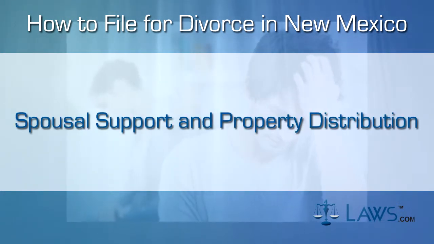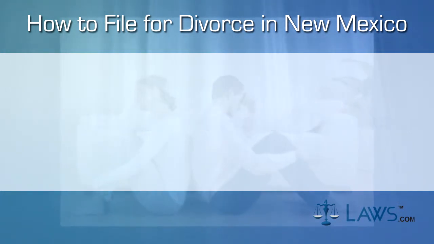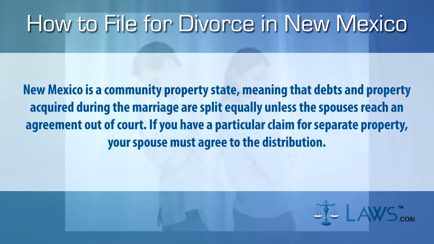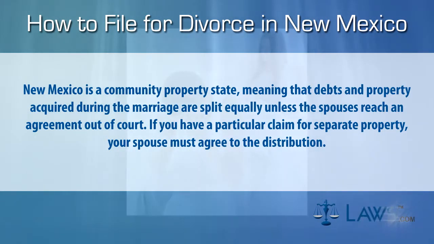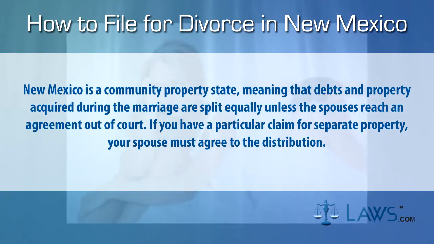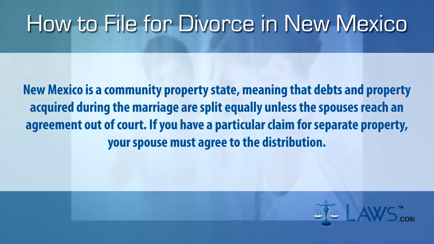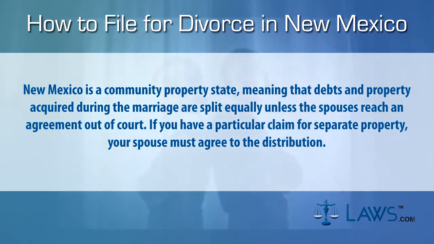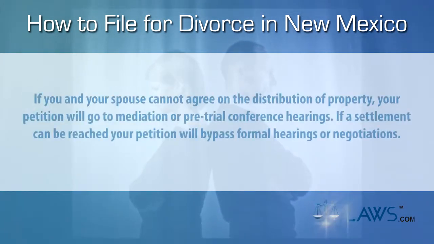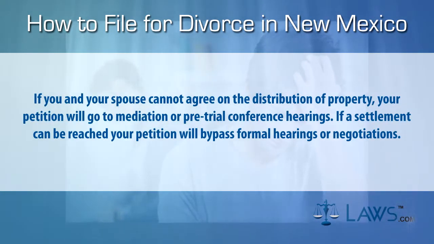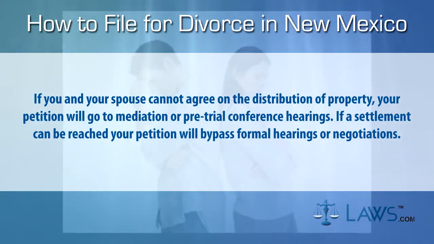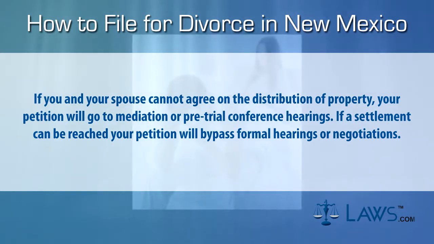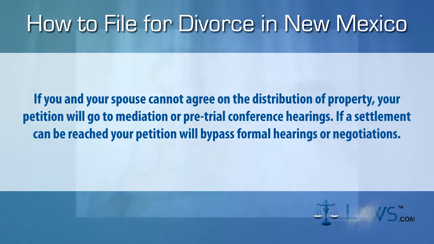Step 3. Spousal support and property distribution. New Mexico is a community property state, meaning that debts and property acquired during the marriage are split equally unless the spouses reach an agreement out of court. If you have a particular claim for separate property, your spouse must agree to the distribution. If you and your spouse cannot agree on the distribution of property, your petition will go to mediation or pre-trial conference hearings. If a settlement can be reached, your petition will bypass formal hearings or negotiations.